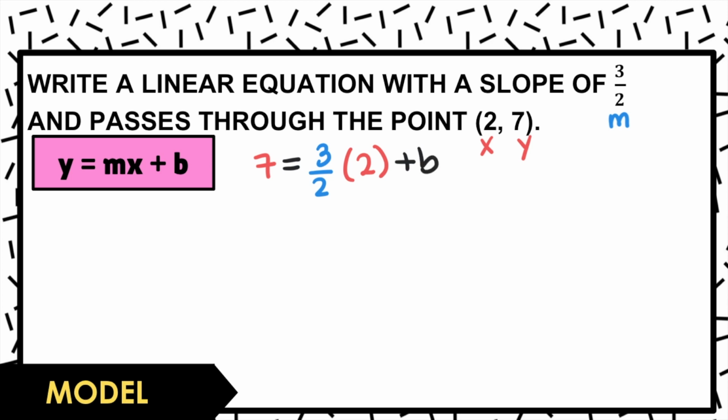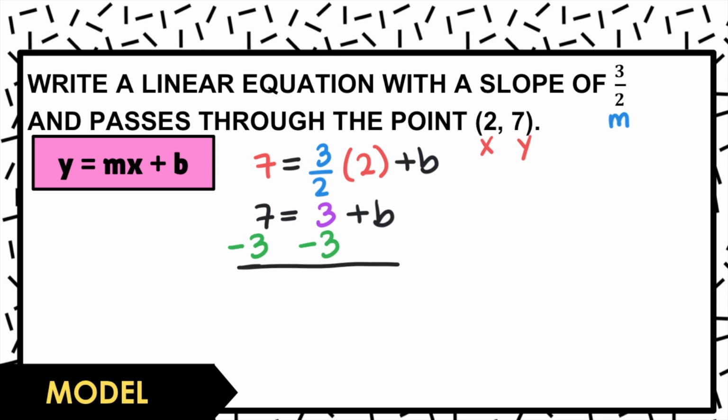Now we have an equation in one variable that we can solve in order to find what b equals. So I'm going to start by doing this multiplication here. 3/2 times 2. So I have 7 equals 3/2 times 2, which is 3, plus b. And now I need to isolate b. So since I have a positive 3 here that's being added to it, I'm going to do the inverse operation. So I'm going to subtract 3. And whatever I do to one side of an equation, I have to make sure I do to the other.